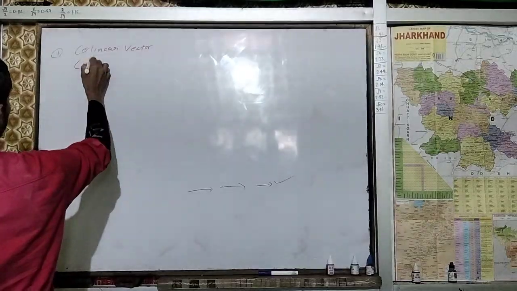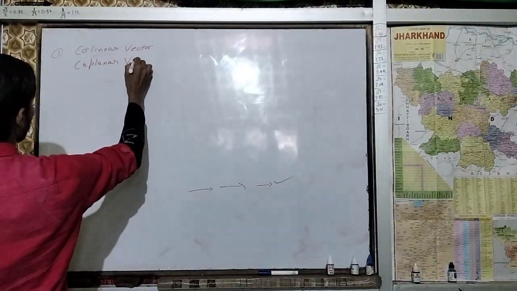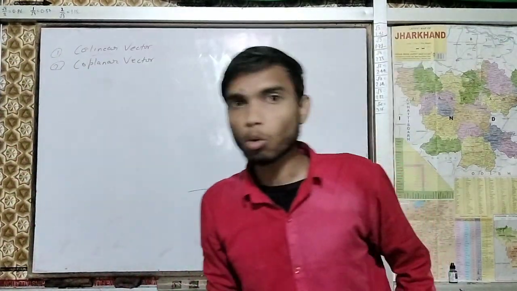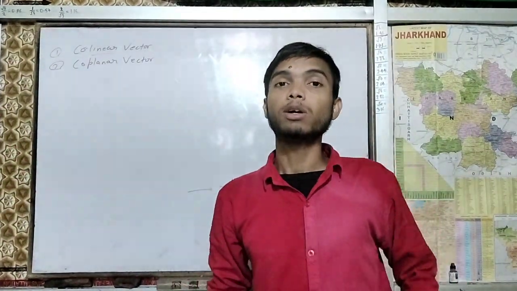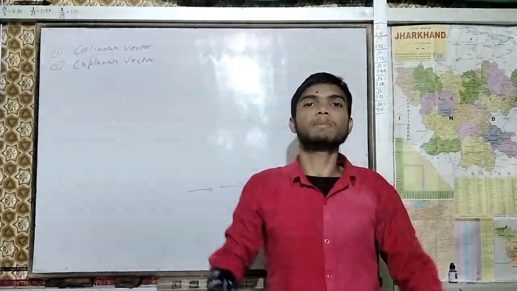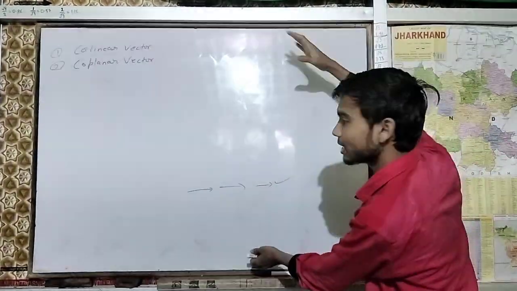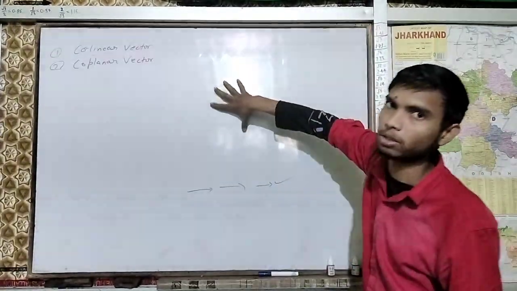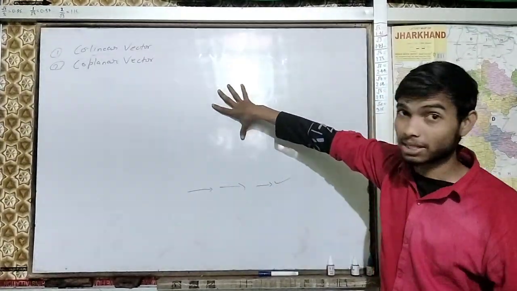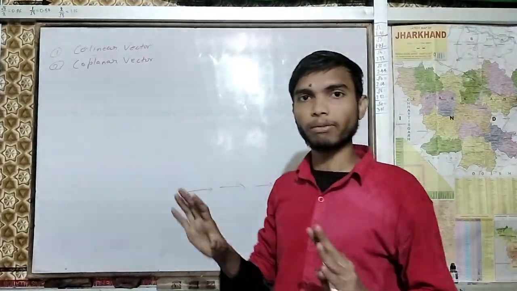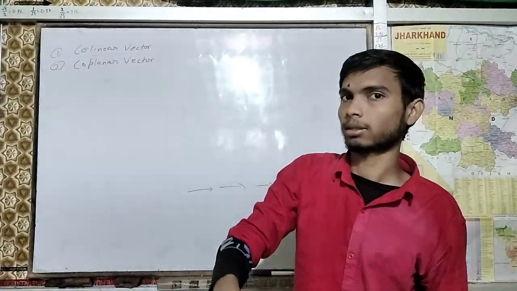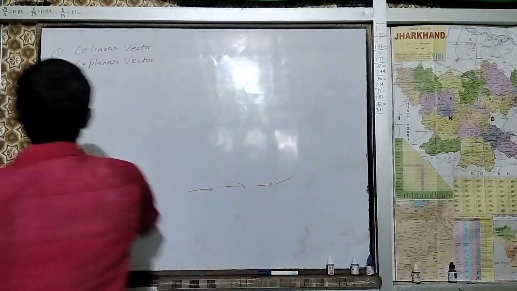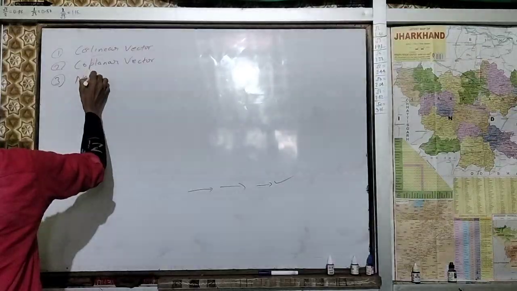Coplanar vectors. Two or more vectors which are on a single plane. For example, this is a board, this is one plane, and all the vectors are on a single plane, on this plane. This is the definition of coplanar vectors: vectors that are on a plane.